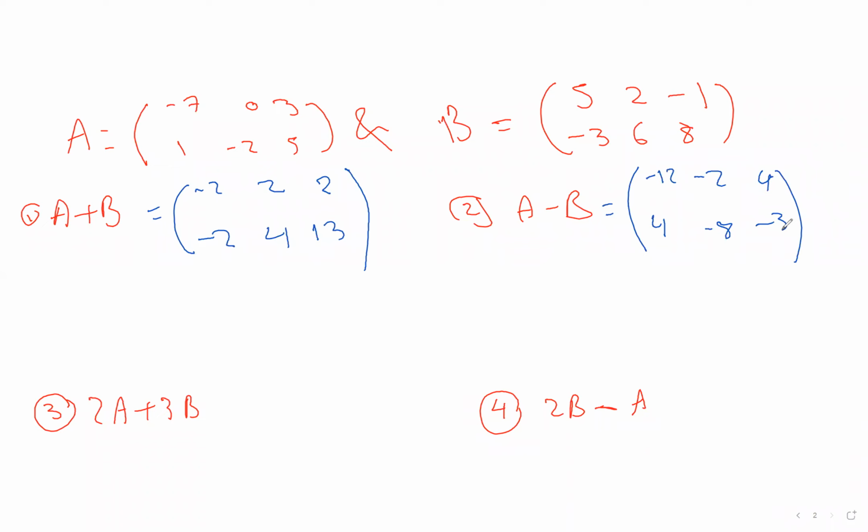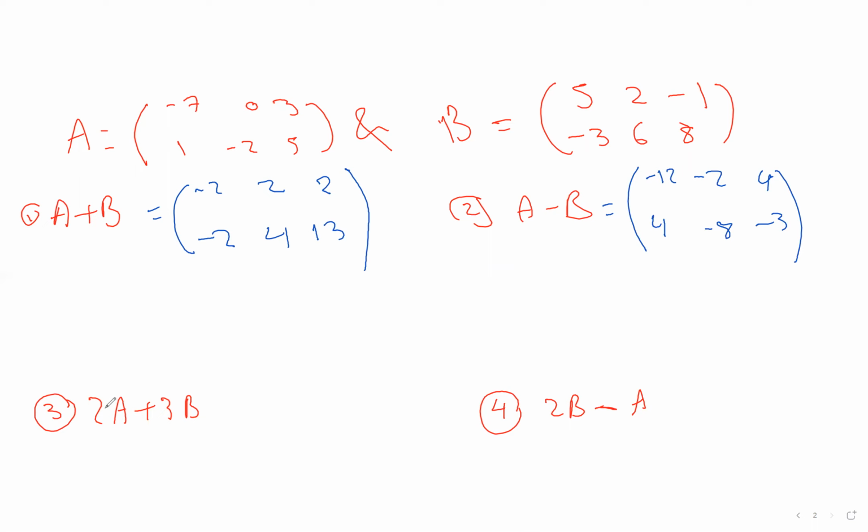As I told you, when you add or subtract two matrices, you will find the result is the same number of rows and same number of columns. Okay, no change. And if the two matrices have different number of rows or columns, you cannot add them. It's okay. What about number 3?